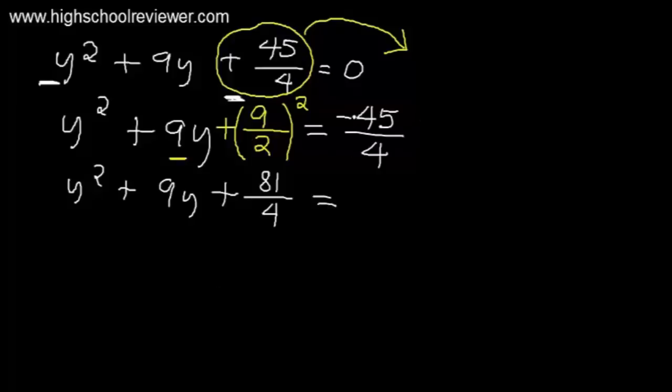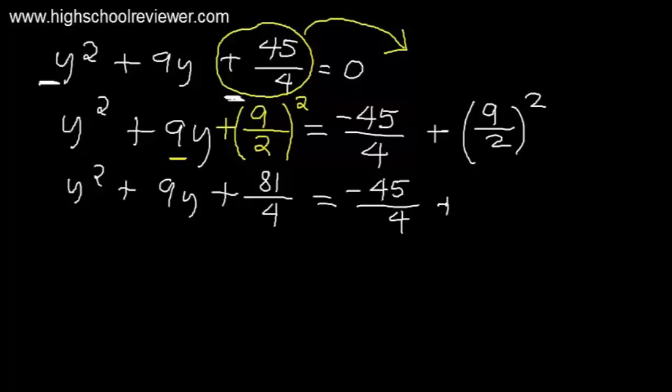Whatever is added on the left side must also be added on the right side. So this will be plus 9 over 2 squared. So negative 45 over 4 plus 81 all over 4. So y squared plus 9y plus 81 over 4 is a perfect square. So we can have this.